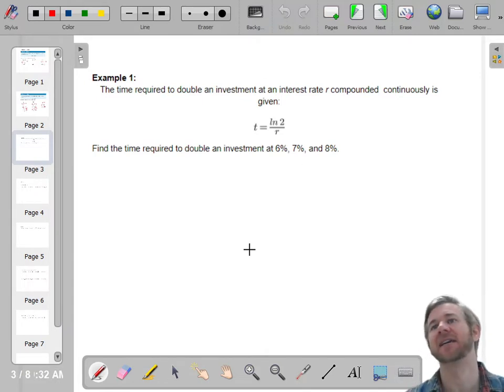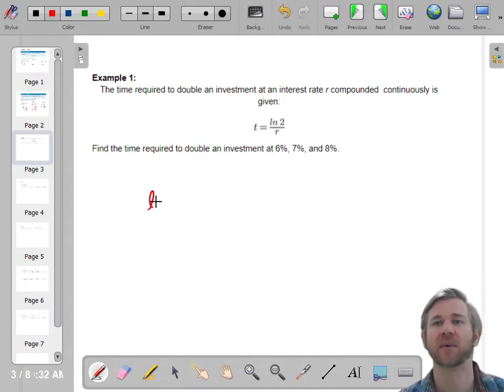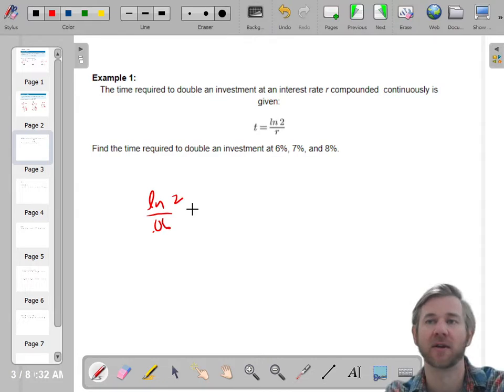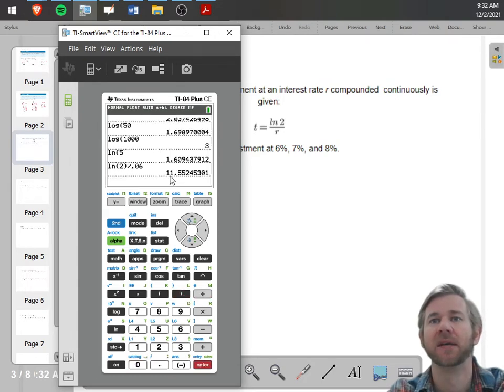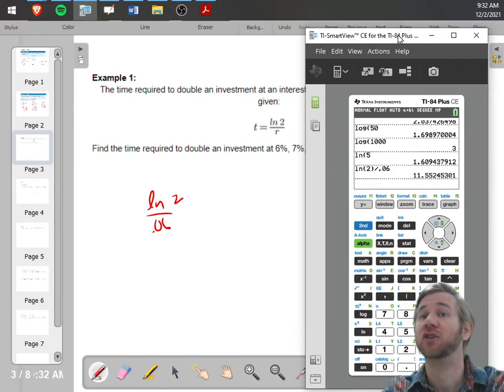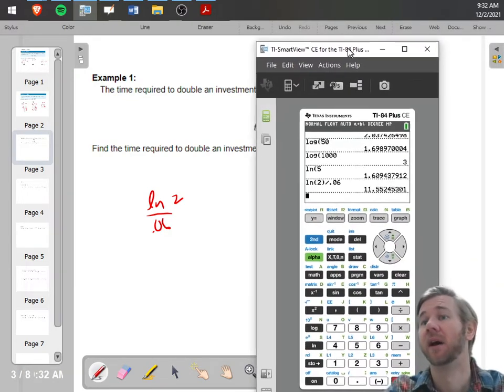It's just saying if you want to figure out how long it takes to double your money, it's really easy to do. You just have to tell me the interest rate. If it's at 6%, I would do the natural log of 2 divided by 0.06. So the natural log of 2, got to close those parentheses, divided by 0.06 will be 11.55.